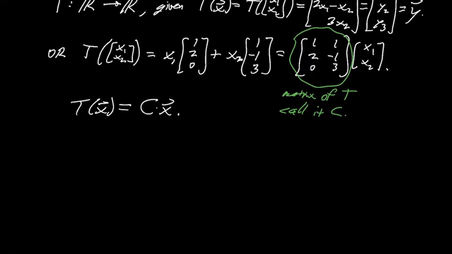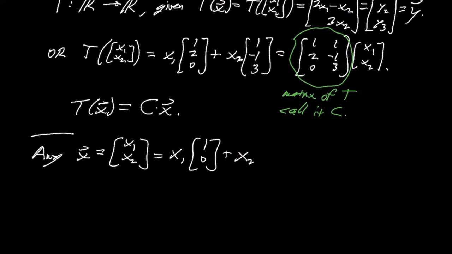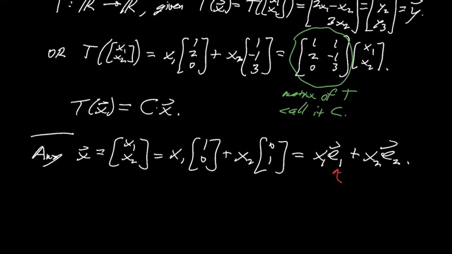We talked about the standard basis vectors, and we know that any X here in this example, X1, X2, we can rewrite as X1 times 1, 0 plus X2 times 0, 1. So that is really X1 E1. We were calling them i hat and j hat, but I'm just going to use the more general terminology. X1 E1 plus X2 E2, where these are the standard basis vectors, right? E1 is the vector 1, 0, and E2 is the vector 0, 1. And so these are the standard basis vectors for R2.